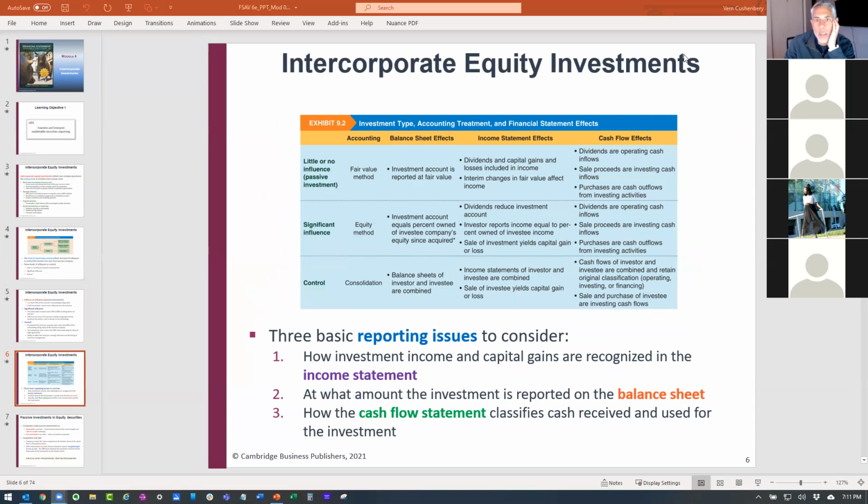Okay, we're going to take a deeper dive into each one of these, but this is a great table, so you might just star that. It gives you the accounting treatment for each type of situation that we just looked at: fair value method, equity method, consolidation, what happens on the balance sheet, what happens on the income statement, and what happens on the cash flow statement. So again, great table to star and be familiar with. We're going to go through an example of each one of these.